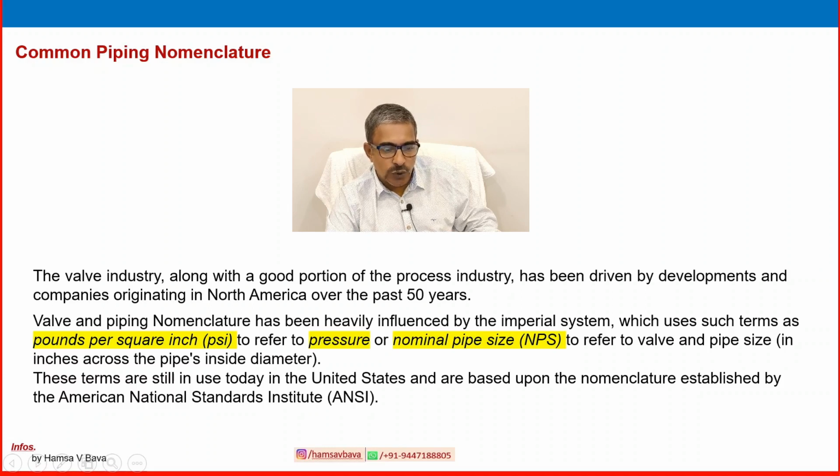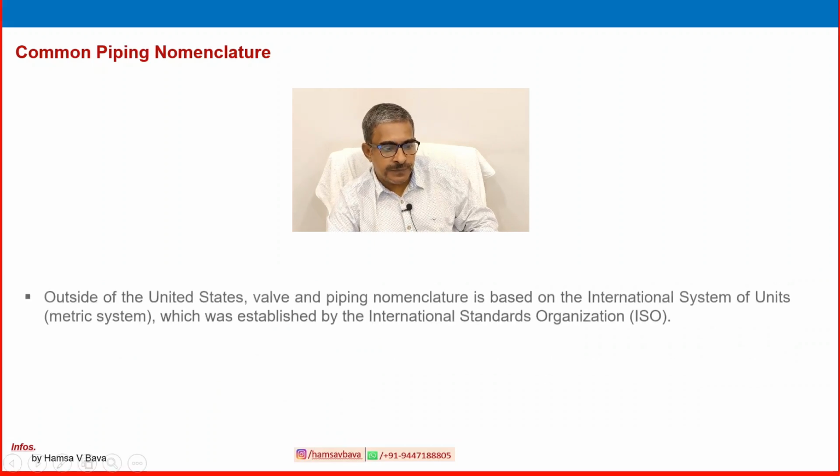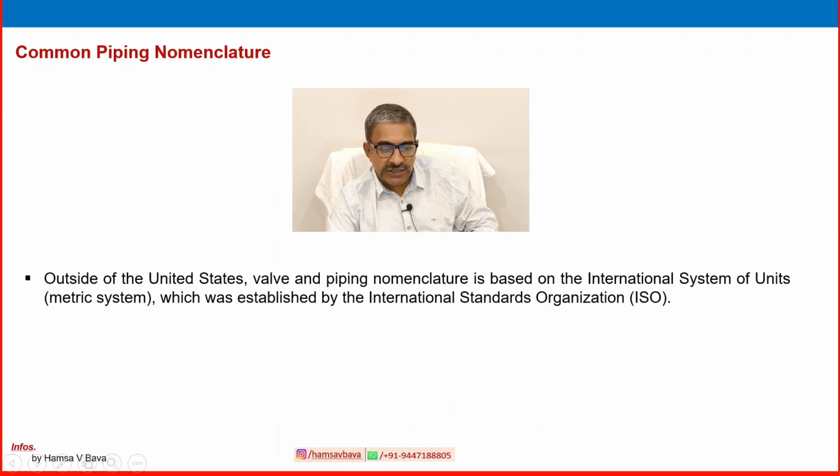These terms are still in use today in the United States and are based upon the nomenclature established by the American National Standards Institute, ANSI. Outside of the US, valve and piping nomenclature is based on the International System of Units, the metric system, which was established by the International Organization for Standardization. So the nomenclature is mainly explained in terms of the American side and the European side. This is the difference: one is imperial and one is the metric, SI, ISO system.